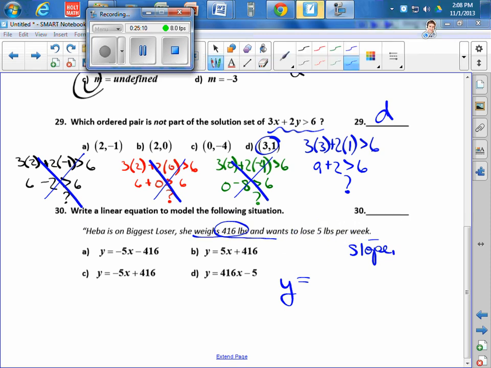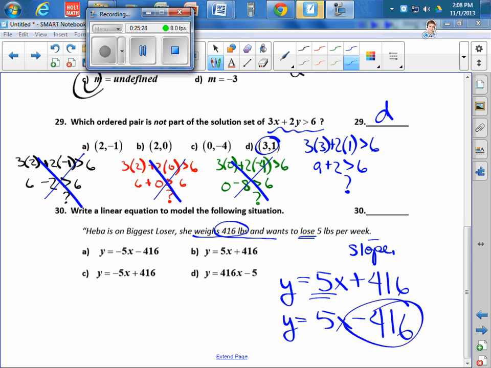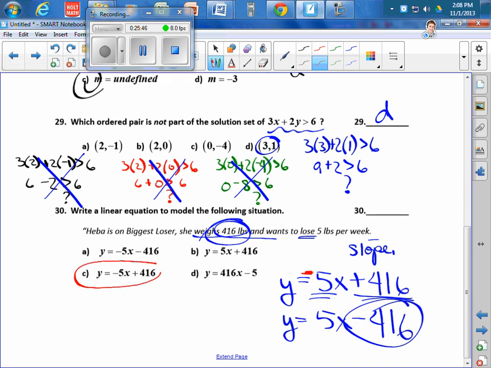But we're trying to lose those pounds, right? If we just said 5x plus 416, that would mean we're trying to gain 5 pounds per week. We don't want to do that. Well, we're not starting out at negative 416 pounds, right? That's a positive 416. So we need plus 416, but how can we show that we're losing 5 pounds per week? Let's make it negative. So that's going to be negative 5x plus 416. There we go, C.